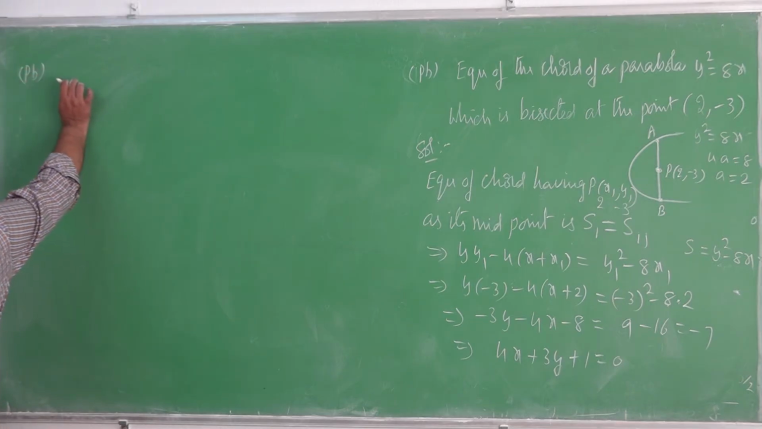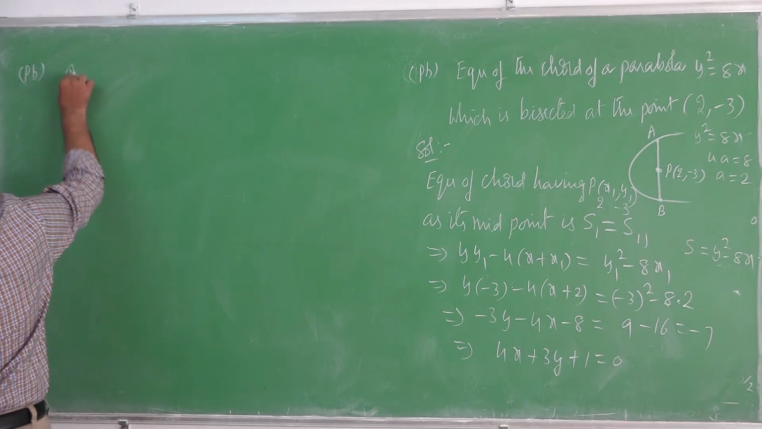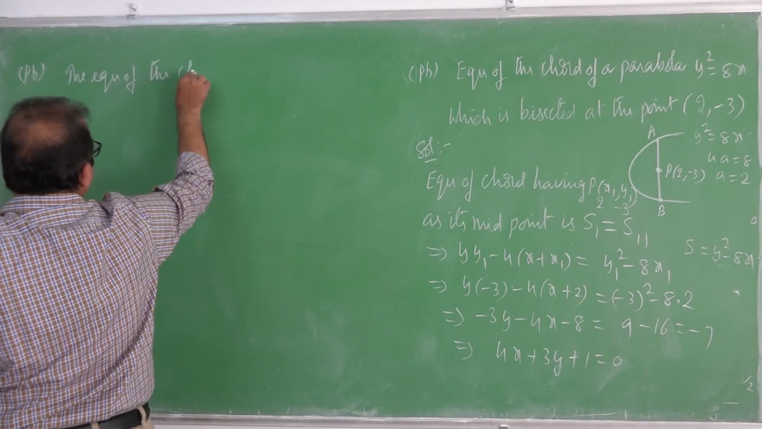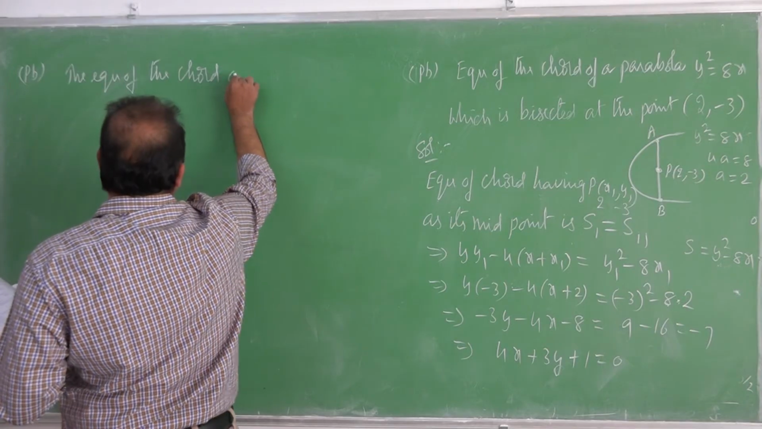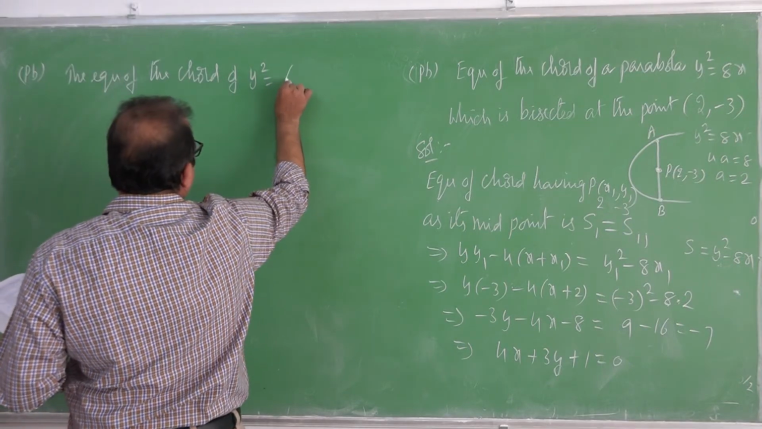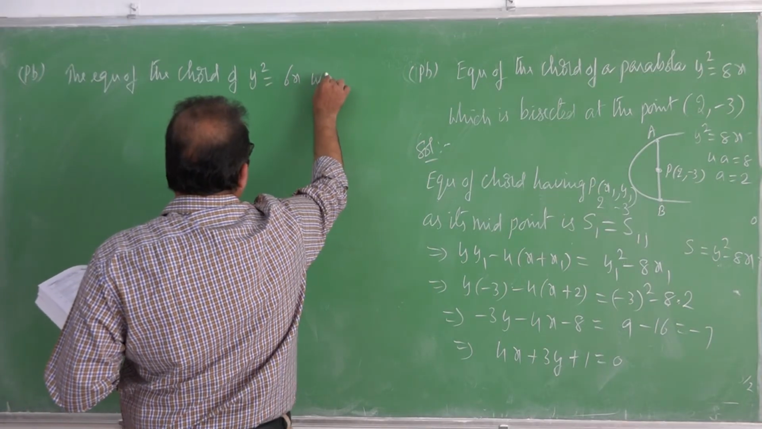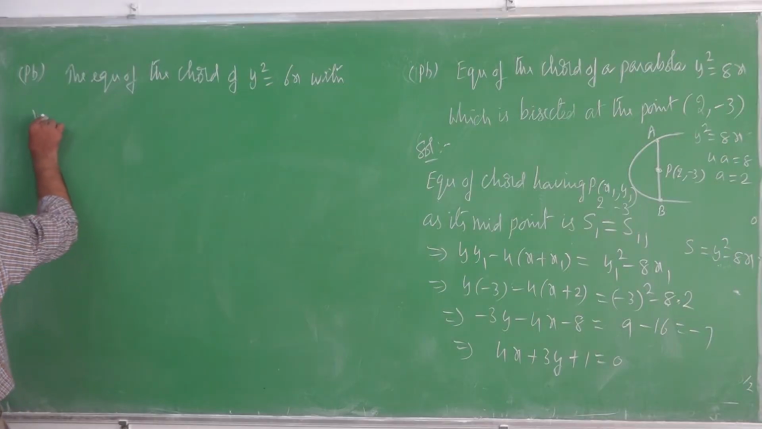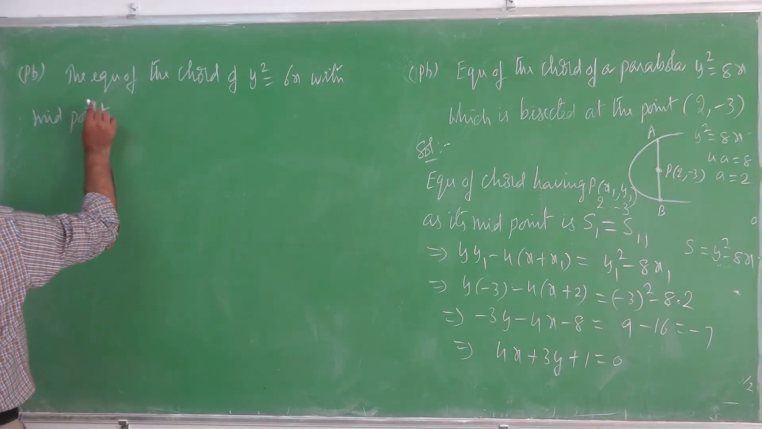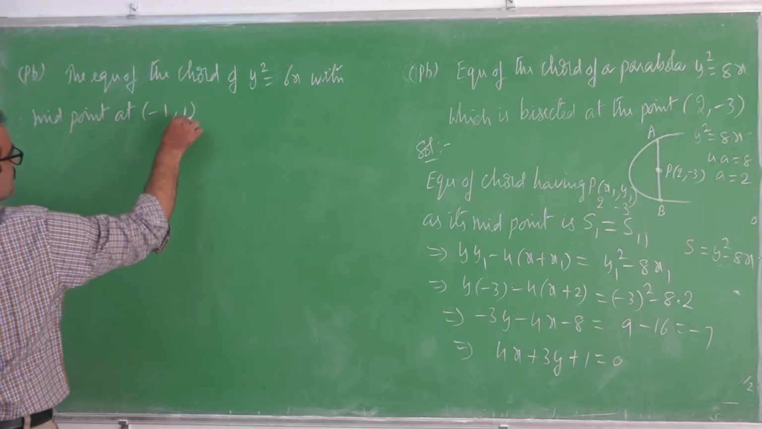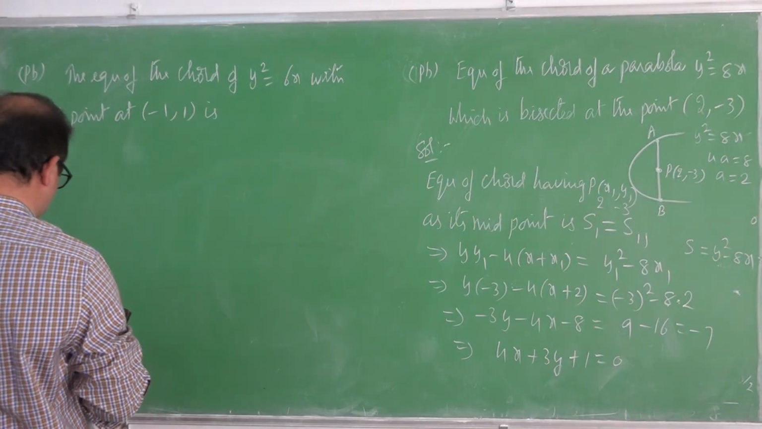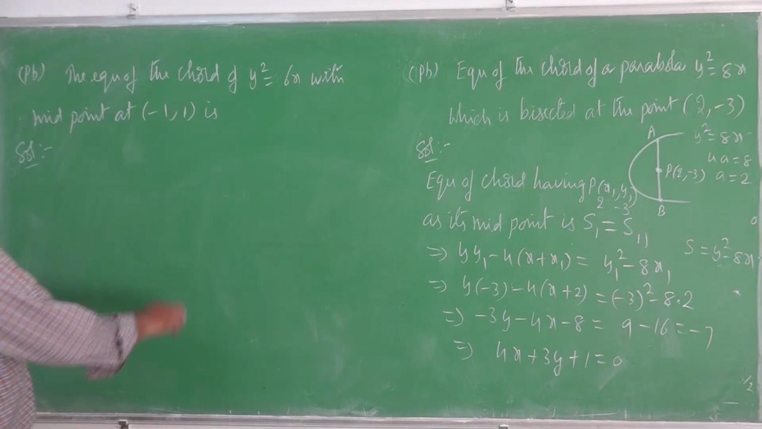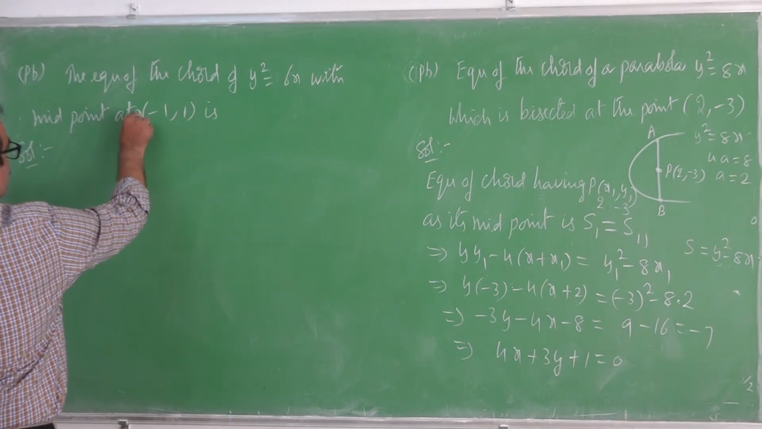In the same model, do this problem. Equation of the chord of y square is equal to 6x with midpoint at the point (-1, 1) is... What is the midpoint of the chord here? P(-1, 1).